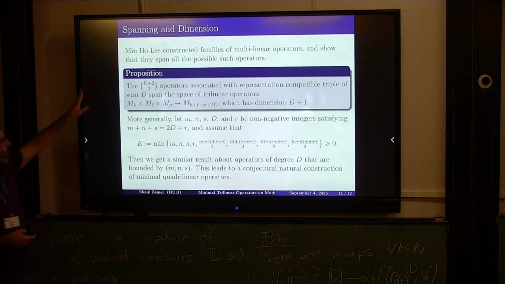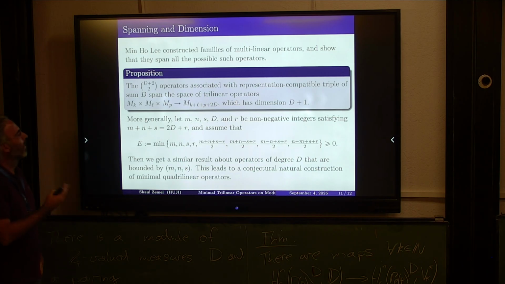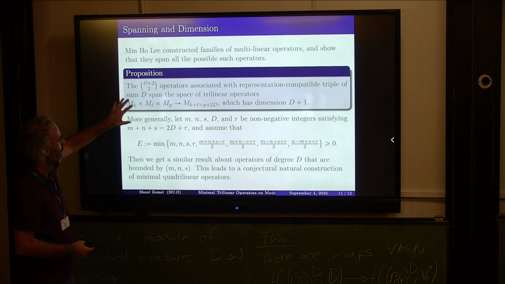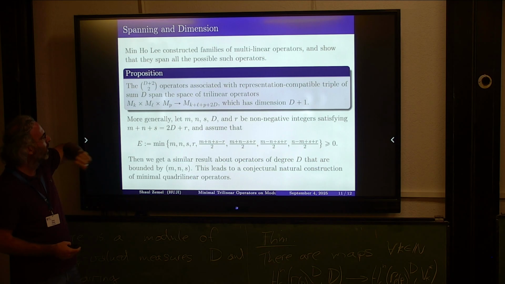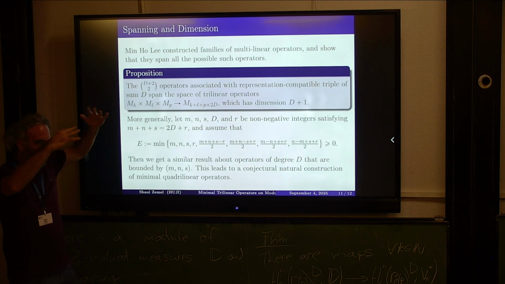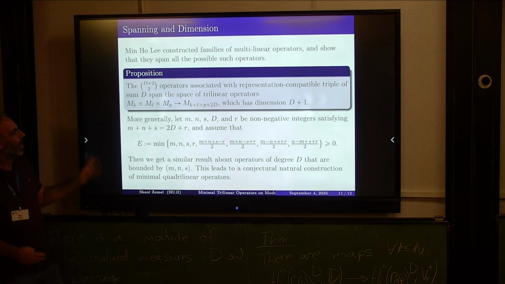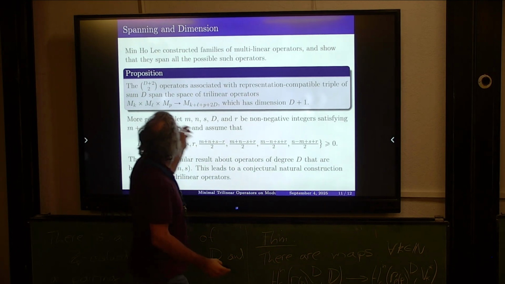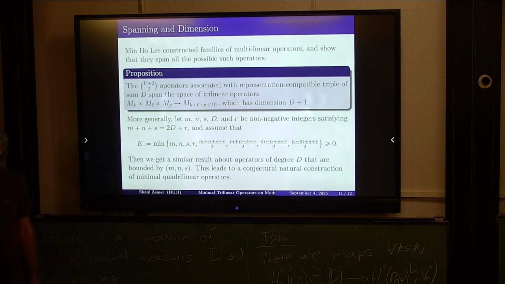Using a result of Min-Ho Lee that generated all the multilinear operators in some sense. Ours are the minimal ones because they're unique with the smaller bounds on the derivatives. And we can prove, to say just the simplest case, that when we fix the degree d, so we can take the derivatives only up to d, the number of operators is d plus 2 over 2. The dimension of operators that increase by this weight is d plus 1, so there are linear dependencies among them.